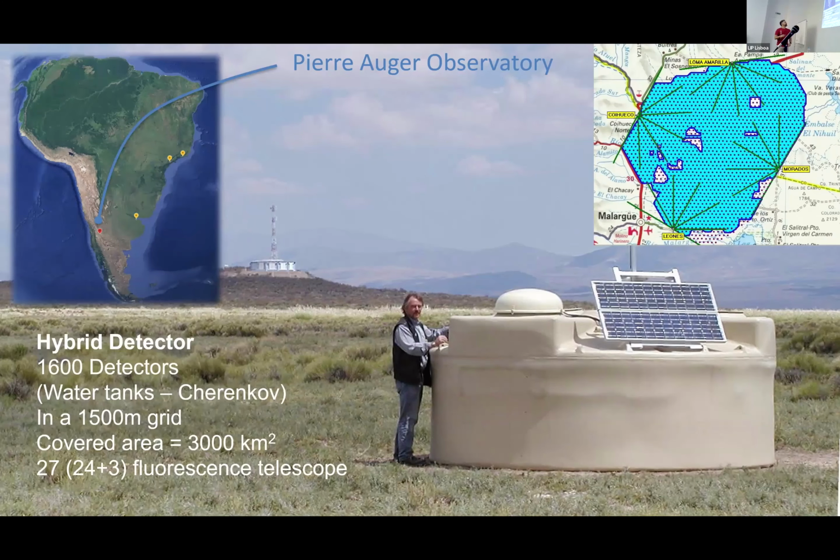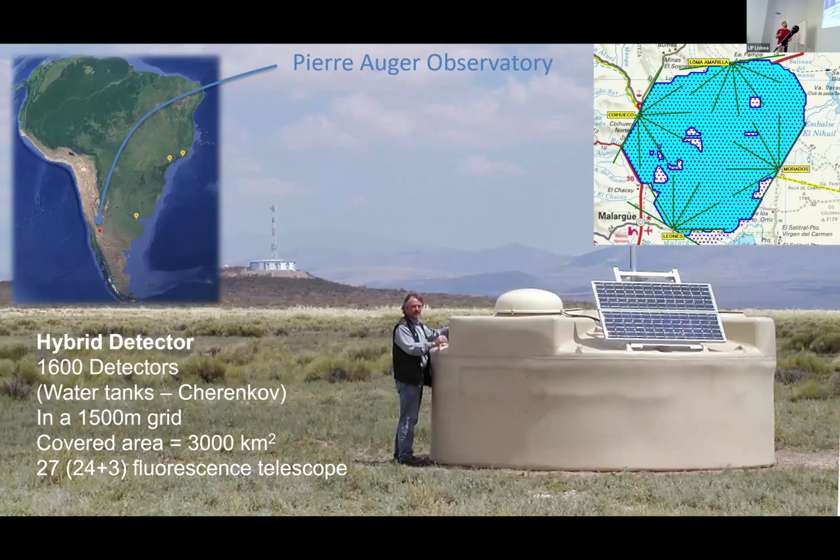Where is this? This is in Argentina. You have here Rio de Janeiro and São Paulo, and here is Buenos Aires. Then you go to the left, and you reach almost the Andes, and it's here somewhere. It's in the Mendoza district, where you can get good wine and good olive oil. We have 1,600 detectors, each spaced by 1,500 meters. The covered area is 3,000 square kilometers, which is roughly 60 by 60 kilometers.